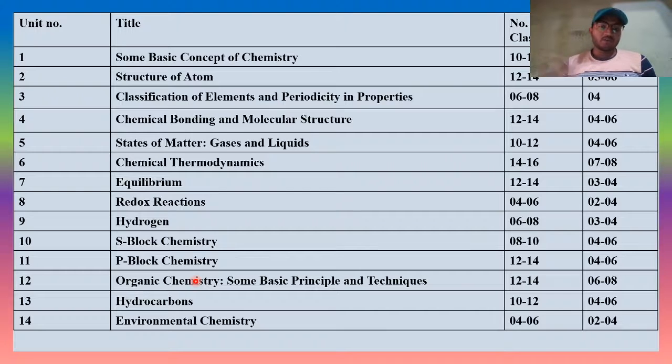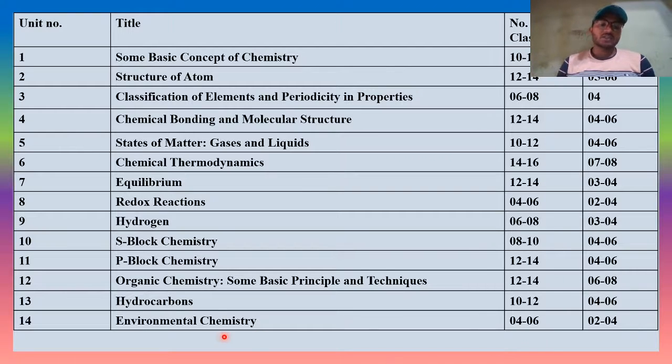S and P block chemistry: I will give you 10 to 20 classes on S block and P block chemistry, and it covers 10 to 12 marks in your exam. Next is the organic chemistry part. The organic part is small in your syllabus: some basic principles and hydrocarbons. It takes at least 20 classes, and it covers 10 to 14 marks in your exam.